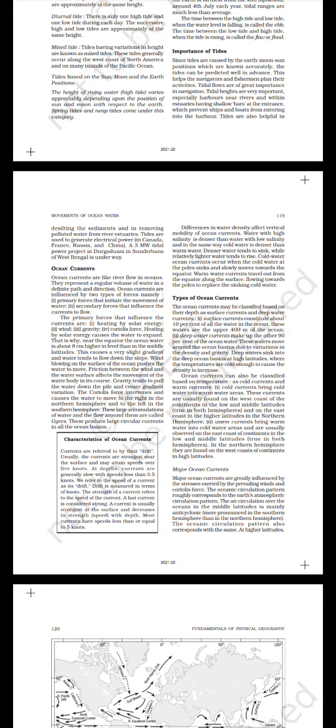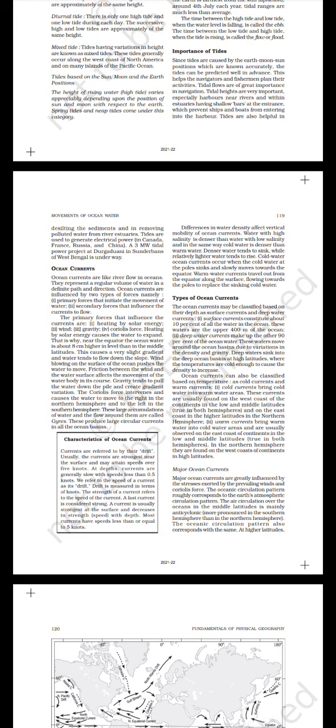The ocean currents may be classified based on their depth as surface currents and deep water currents. Surface currents constitute about 10% of all the water in the ocean. These waters are the upper 400 meters of the ocean. Deep water currents make up the other 90% of the ocean water.